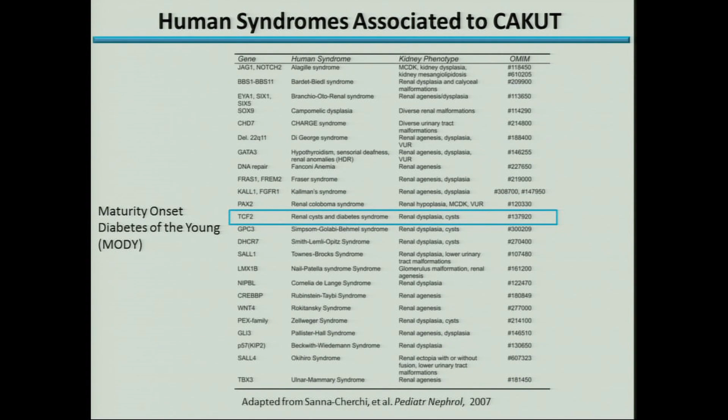And then TCF2 is mutated in the renal cyst and diabetes syndrome, which has recently garnered more publicity in the news. These patients present with MODY, or maturity onset diabetes of the young, and the renal phenotype is renal dysplasia and renal cysts. So the TCF2 gene is a critical regulator in the genetic cascade, which is essential to controlling the proliferation and differentiation of renal tubular cells. It also regulates the PKHD1 gene, which is mutated in autosomal recessive polycystic kidney disease, which accounts for the cystic phenotype in these patients.